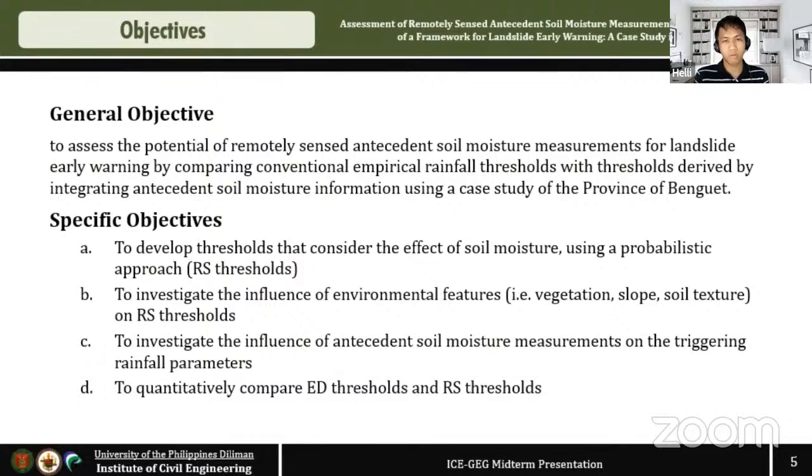The specific objectives are to develop thresholds that consider the effect of soil moisture using a probabilistic approach, to investigate the influence of environmental features on RS thresholds, to investigate the influence of antecedent soil moisture measurements on the triggering rainfall parameters, and to quantitatively compare ED thresholds and RS thresholds.